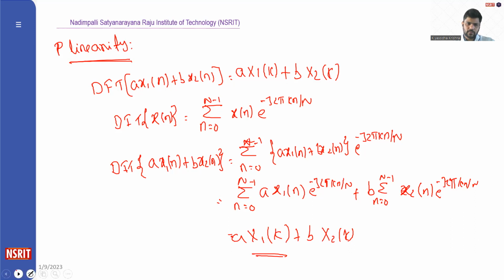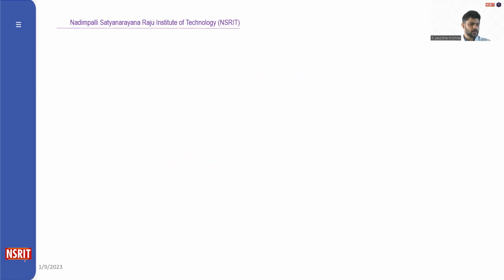Those are the properties we saw, and we have some other properties: multiplication property, modulation property, circular convolution property, time shifting property. In these scenarios, we have to discuss them one by one. If you consider the third property, time shifting, circular time shifting property, we need to study it.